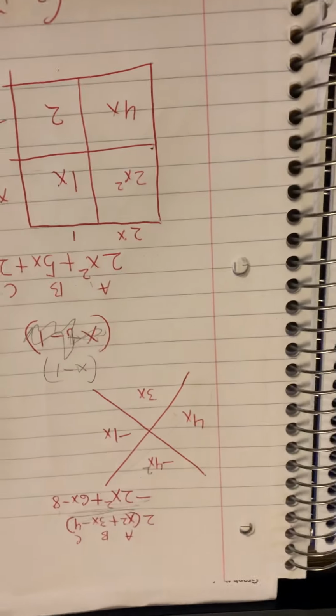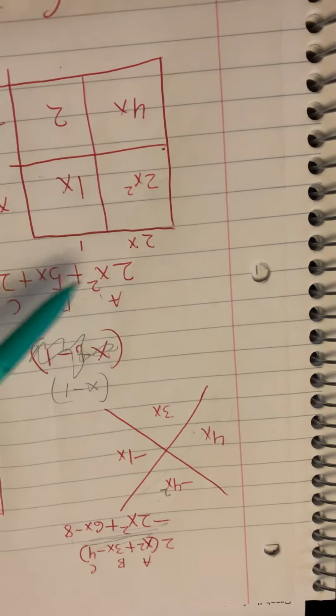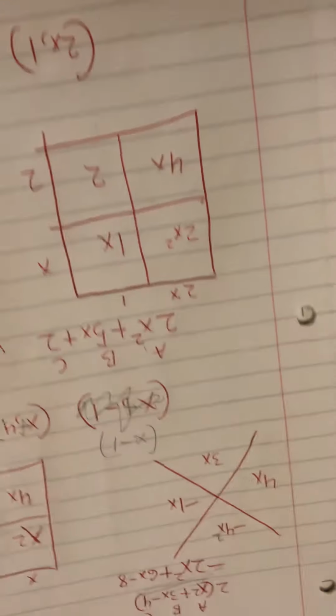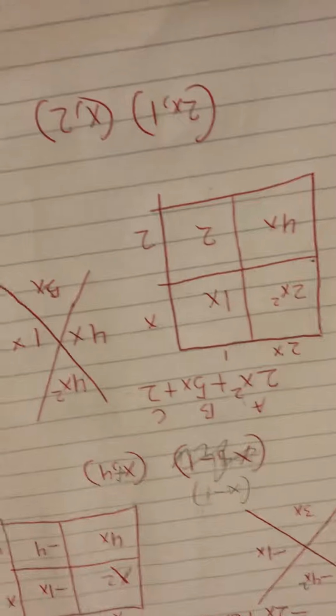There's no greatest common factor, because these are not multiples of 2, 3, 4, anything. So we can just plug this in simply how it is here.